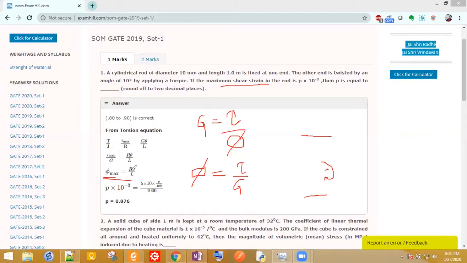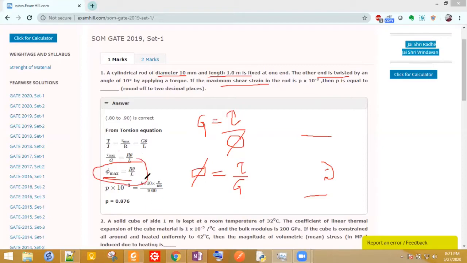So why are we taking R theta by L? Because we have been given the diameter, so we can get the radius. We have been given the angle of twist, theta, and the length of the rod. That is why we are rearranging the things like this. So now we will use this equation to get our solution.